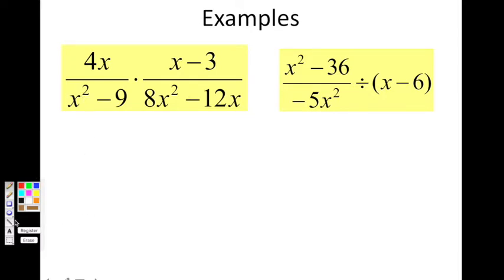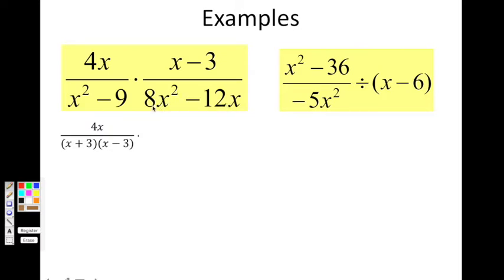Okay, so let's look here. So I'm multiplying, but I have some polynomials, so I'll need to factor. So 4x over x squared minus 9. X squared minus 9 is a perfect square binomial. So that can factor into x plus 3 and x minus 3. And let's look over here.